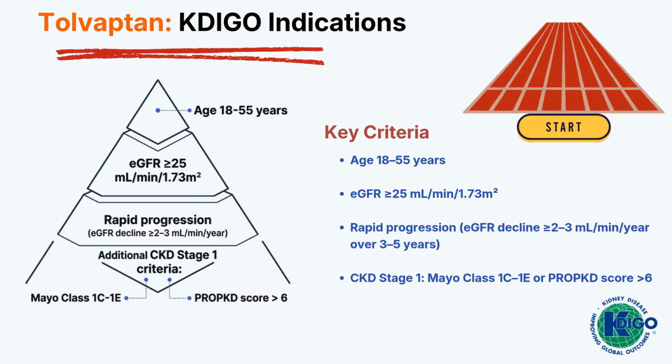Third, the most critical element here is identifying rapid disease progression. This is typically defined as estimated-GFR decline of 2 or 3 ml per minute per year, sustained over at least 3 or 5 years in the past. So we are not reacting to a single drop. We are looking for a consistent trajectory. Then we refine our selection using validated risk stratification tools. Mayo imaging classification, specifically classes 1C through 1E, identifies patients with a higher cyst burden and faster progression. Alternatively, a PROPKD score greater than 6 also indicates high-risk disease.